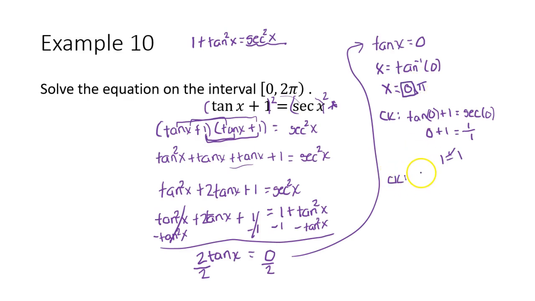Now we're going to check pi. We want to know if the tangent of pi plus 1 is equal to the secant of pi. The tangent at pi, this is going to be 0 over negative 1, so that's 0, plus 1. The secant at pi, this is going to be 1 divided by negative 1, so that's going to give me negative 1. 0 plus 1 is 1. On the other side, we have negative 1. These are not the same. Pi is not a solution. And the only solution to this problem is going to be 0.